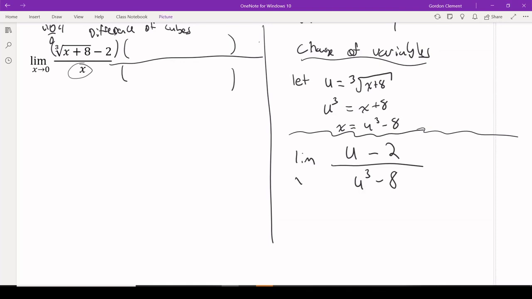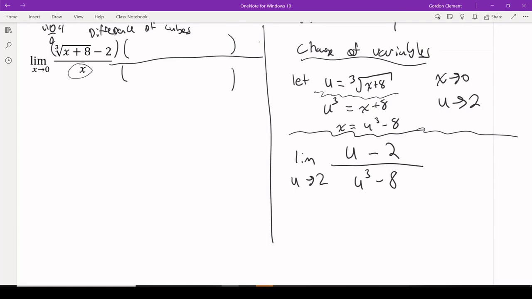Now, our limit was as x goes to 0. And again, that's not helpful because this is an x and these are u's. I don't know what u does if x goes to 0. So what I want to do is figure out, if x goes to 0, what is u approaching? The easiest way to see it is in the initial line. As x goes to 0, what's u approaching? Two. If x becomes 0, this becomes the cubed root of 8. u is going to 2.